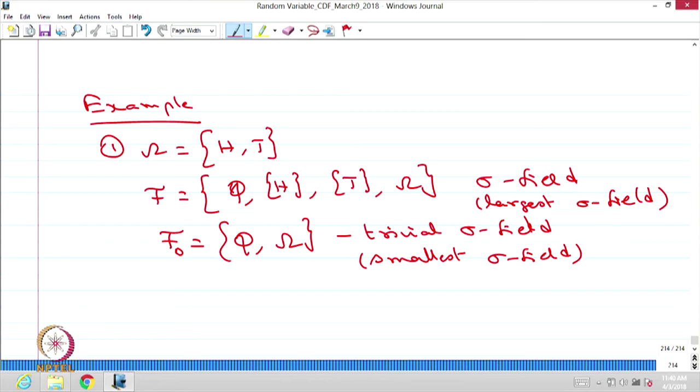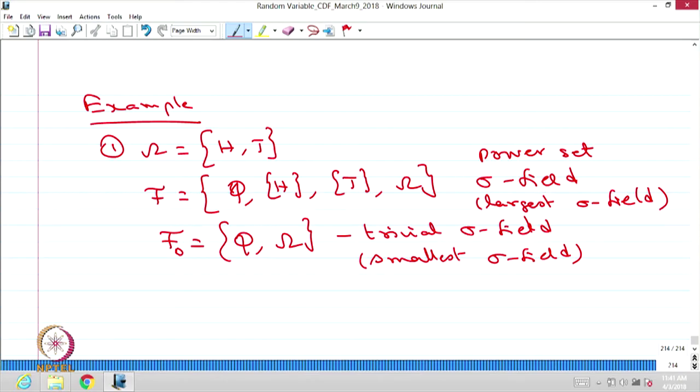Since omega consists of 2 elements, if you go for 2 power 2, that is 4. So the number of elements in this sigma field F is exactly 4, therefore this is the power set also. This is a power set which is the largest sigma field. In this example, we have two trivial sigma fields. One is the smallest one and the other one is the largest one, that's the power set. In between we are not getting any other sigma field. We are getting only 2 sigma fields because it has only 2 elements. One is the smallest, the other one is the largest.